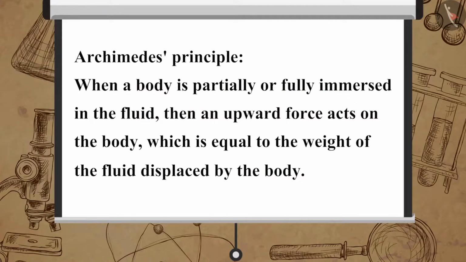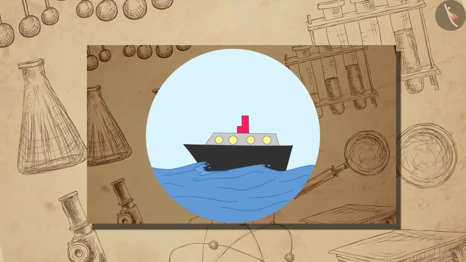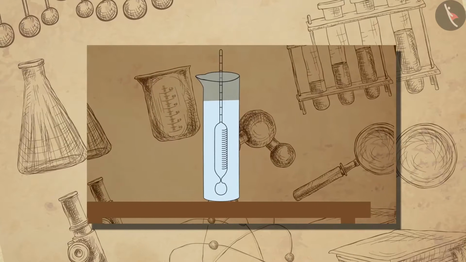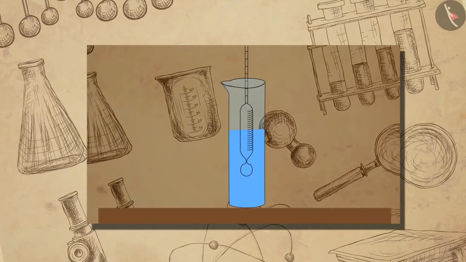The Archimedes principle states that when a body is partially or fully immersed in the fluid, then an upward force acts on the body, which is equal to the weight of the fluid displaced by the body. Archimedes' principle is applied in various cases, like in designing ships and submarines, in lactometers to determine purity of milk, and in hydrometer to determine the density of liquids.